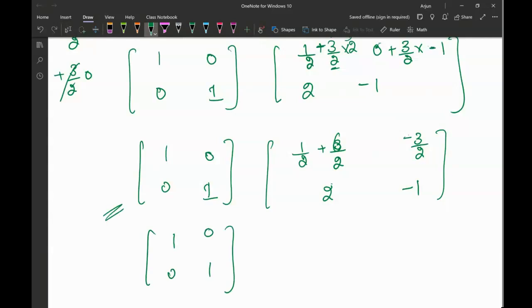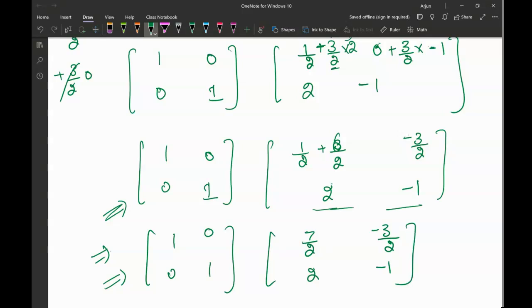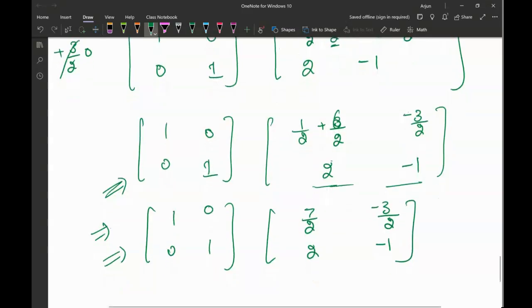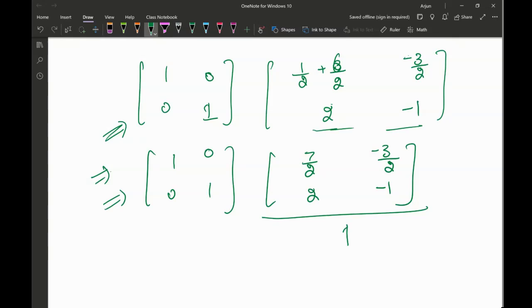See, I am writing this one all the time with my work. Do not skip the steps. Do not just focus on solving this, and don't skip these steps. Otherwise I'll have to deduct marks. So this will become 7 over 2, minus 3 over 2, 2 and -1. So that's how you're going to simplify. So this becomes the inverse of the given matrix.